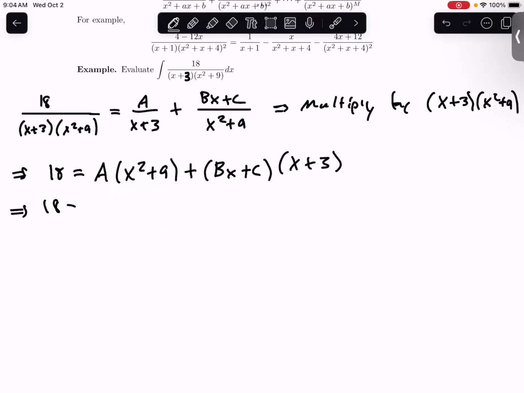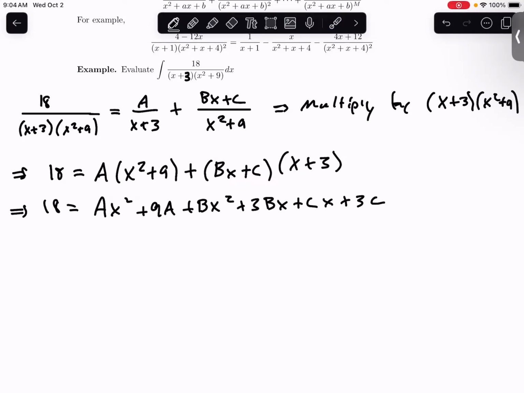So we have 18 is going to be equal to ax squared plus 9a. And then we FOIL these two terms out. So we'll have plus bx squared plus 3 times bx plus cx plus 3 times c.